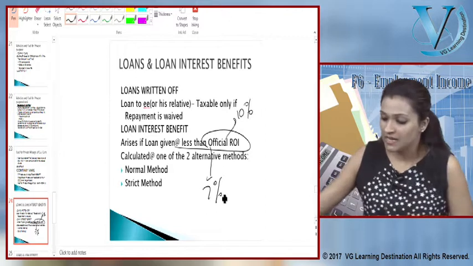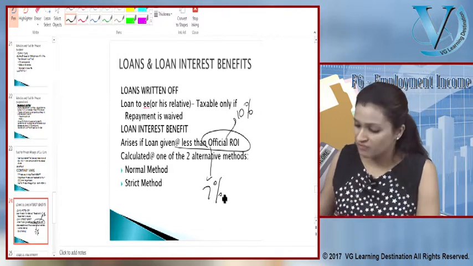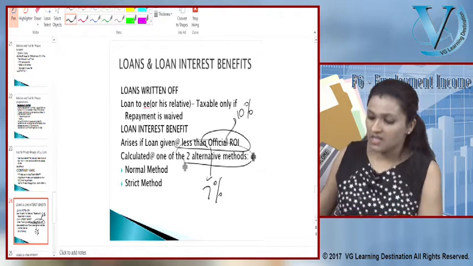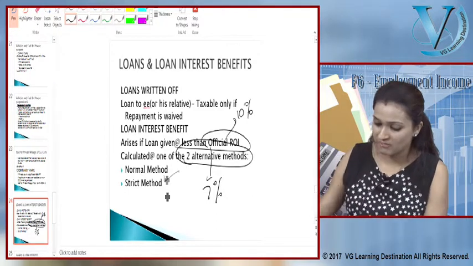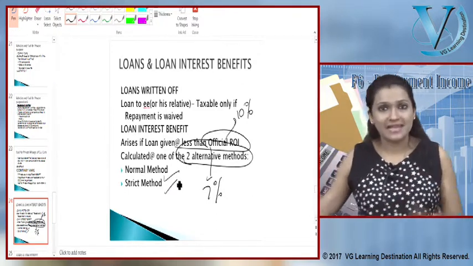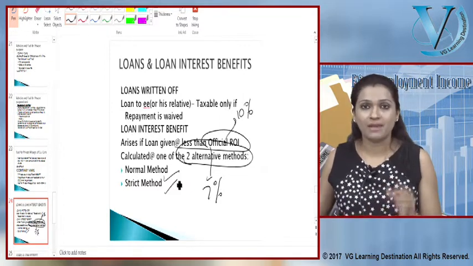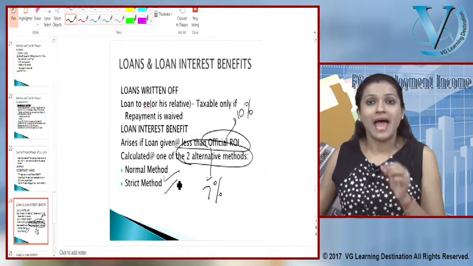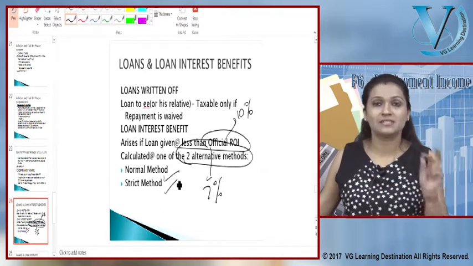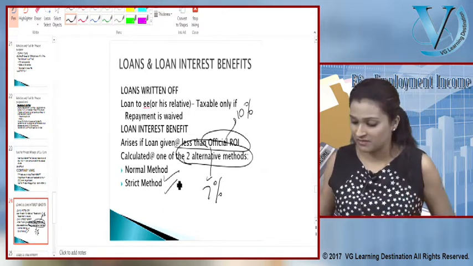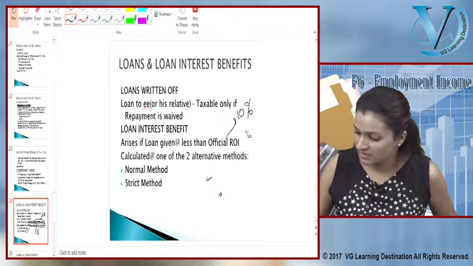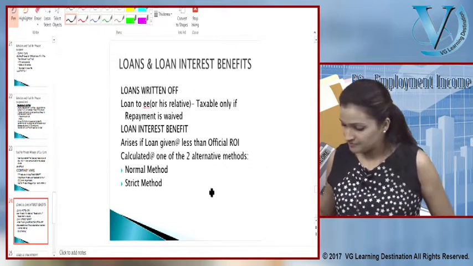Taxable as in what? You're going to calculate at one of two alternative methods, the normal method or the strict method. Whichever becomes less costly to you as an employee, you're going to follow it, and that amount is going to get taxed under either of these two methods, normal method or the strict method. So we are going to find out what these two methods are.